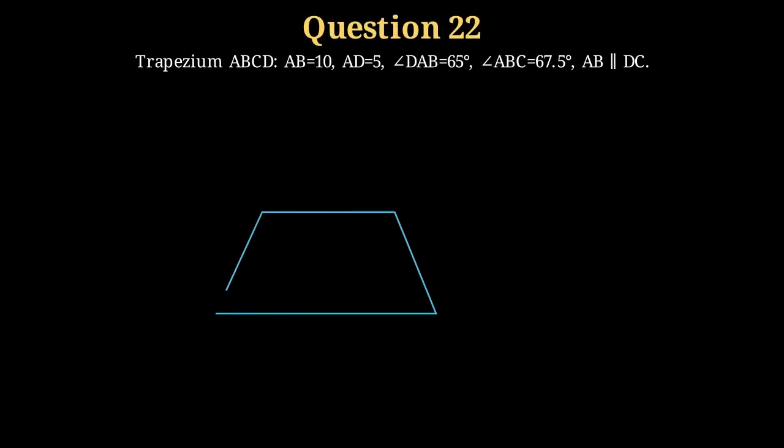Question 22. We construct trapezium ABCD. Draw AB 10 centimeters. At A, make 65 degrees and mark AD 5 centimeters to fix D. At B, make 67.5 degrees, and since DC is parallel to AB, that fixes C.